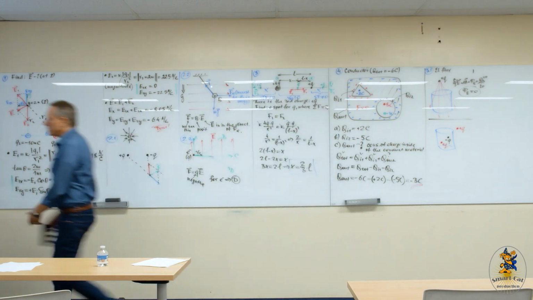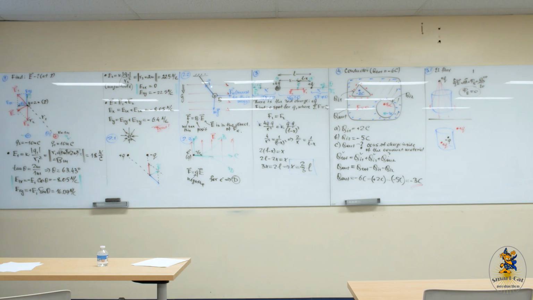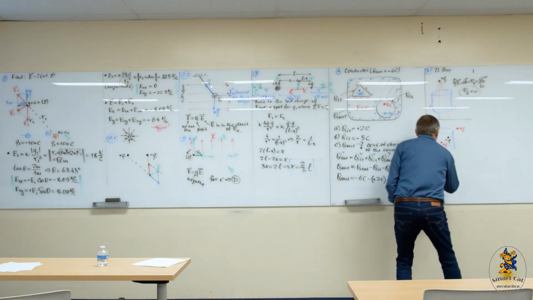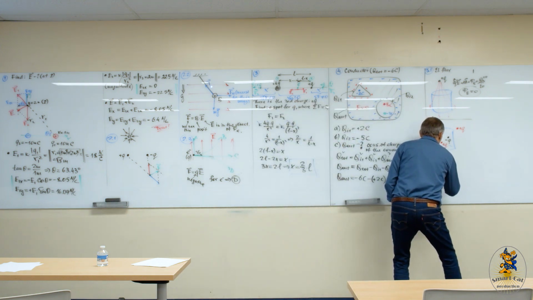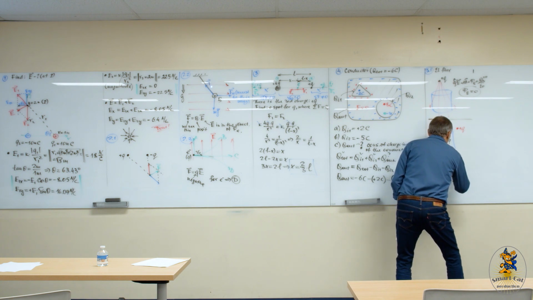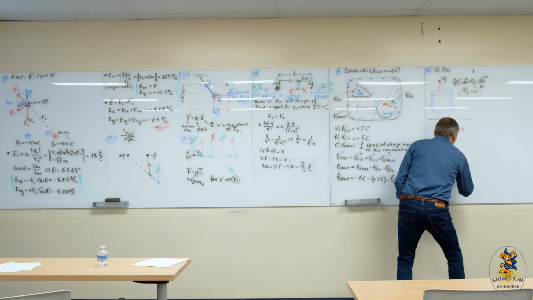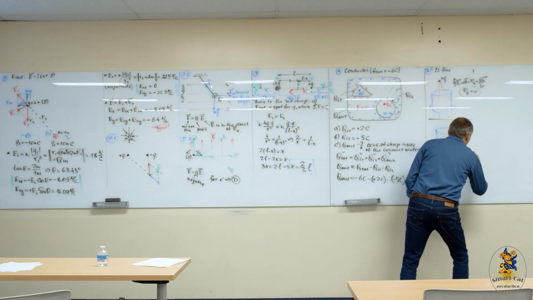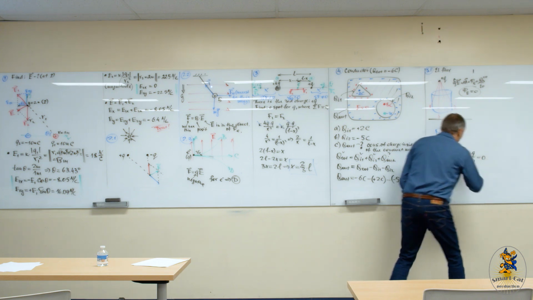But again, mathematically, just Gauss's law. Q enclosed is 0, so the flux will be 0. So the total flux equals Q enclosed over epsilon naught, which is essentially plus Q minus Q over epsilon naught, and that will be 0.